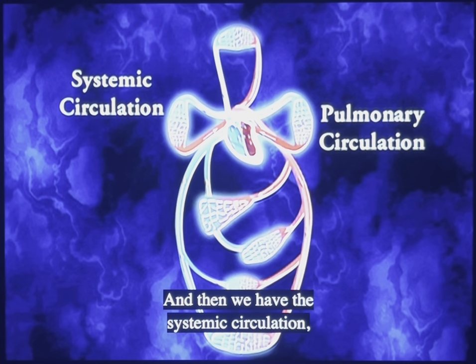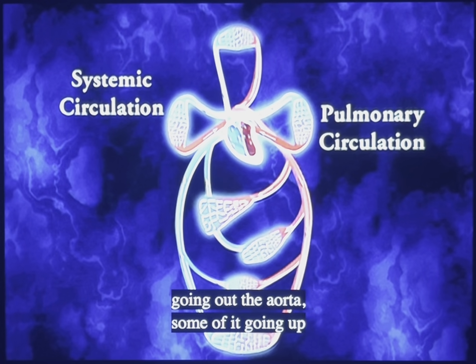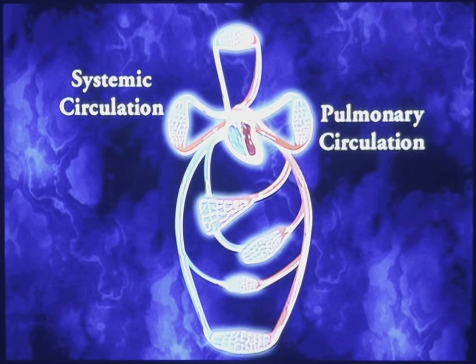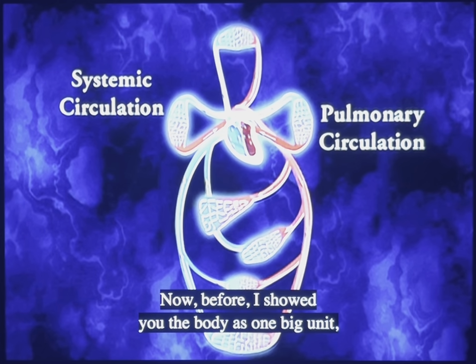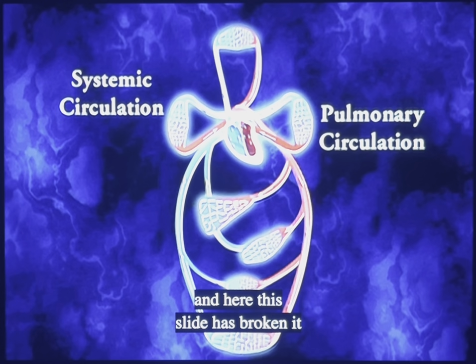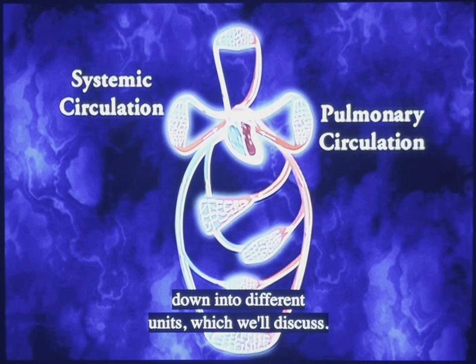And then we have the systemic circulation going out the aorta, some of it going up to the head and the brain. A full 20% of it goes out to the head and the brain. And then the rest of the body. Now, before, I showed you the body as one big unit, and here this slide has broken it down into different units, which we'll discuss.